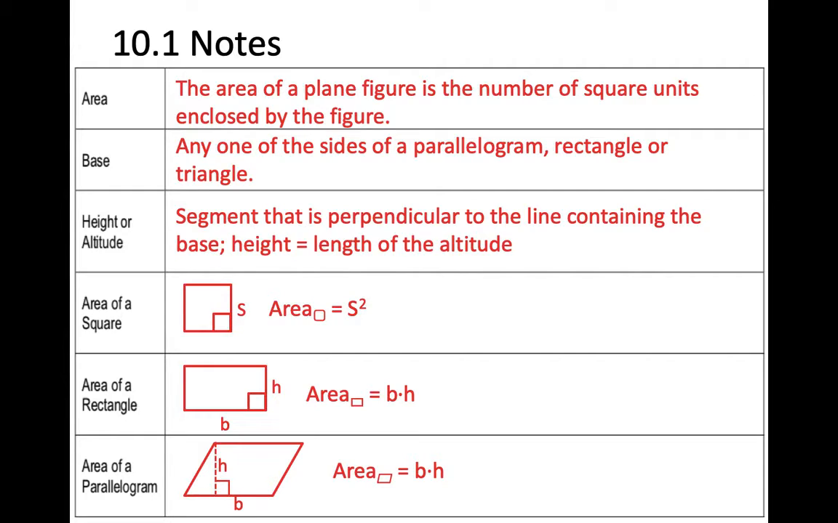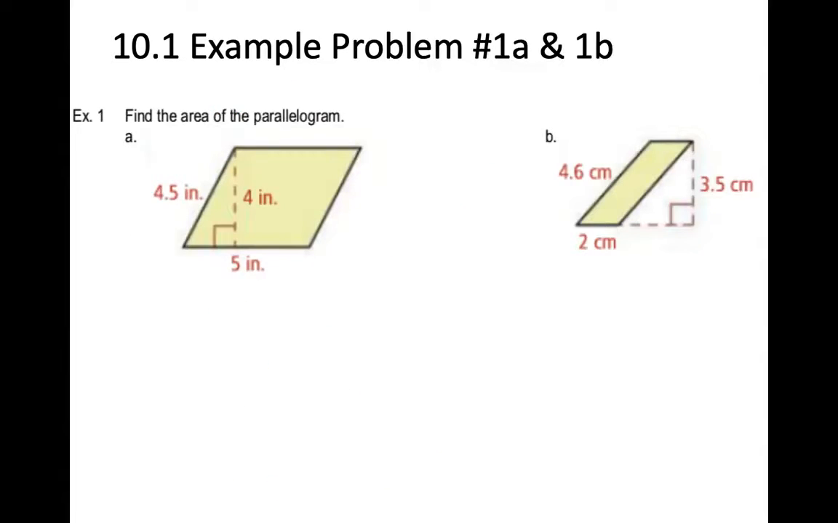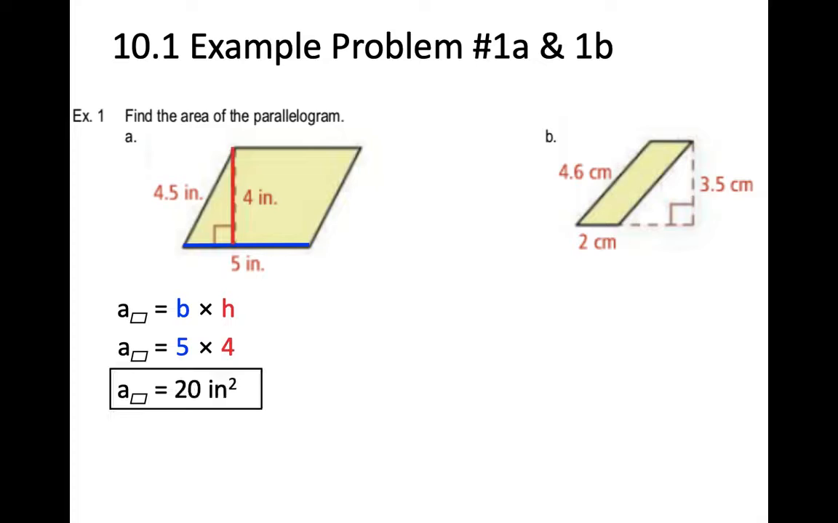Okay. Now that we know those formulas, let's do a couple of quick problems to show we know how to use those formulas. So it's asking us in problems 1a and 1b to find the area of a parallelogram, and the area of a parallelogram is base times height. In this first one I can see that my base is this blue line here, which is 5, and my height is perpendicular to that base. It is 4. Multiply those together and I get 20. And again, what units am I using? It's square inches, because this is 4 inches and 5 inches, so it would be 20 square inches.